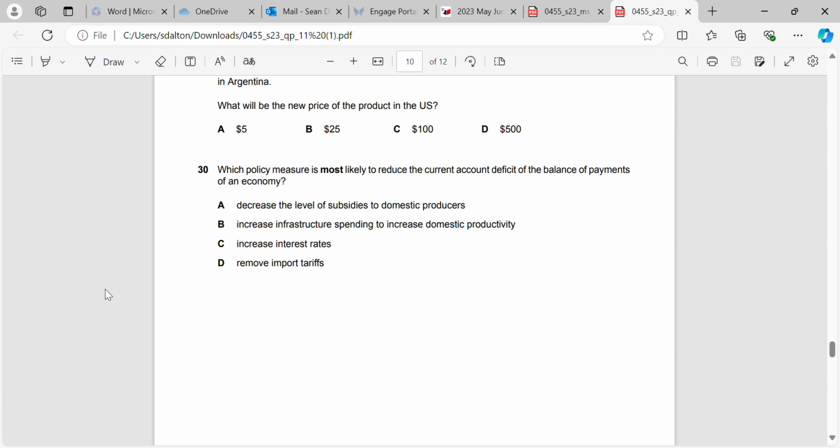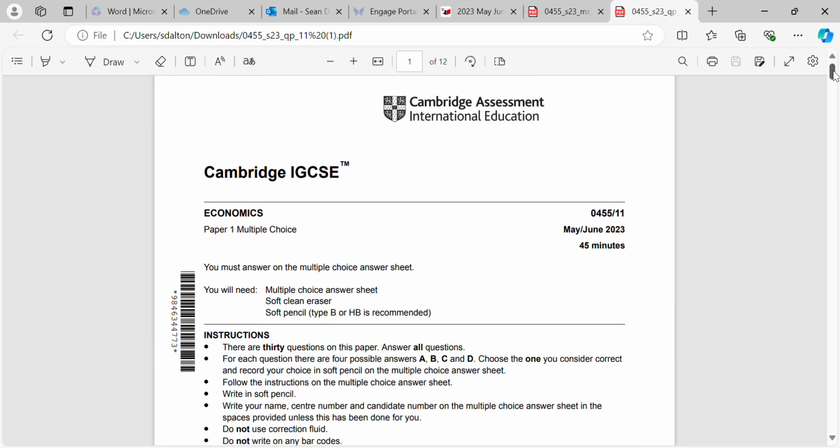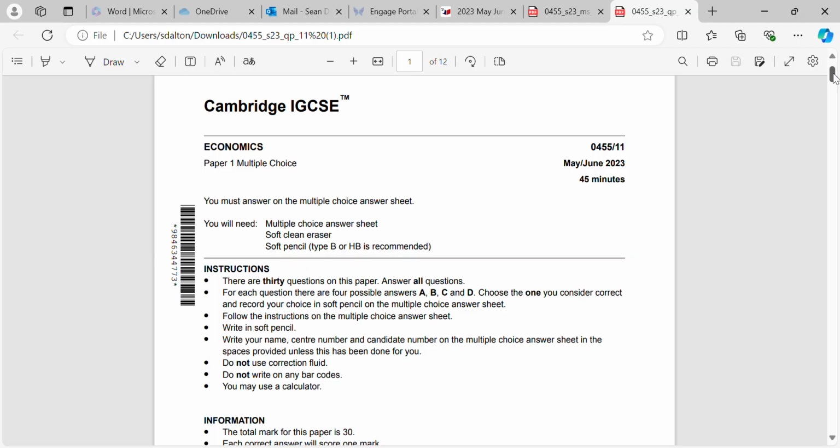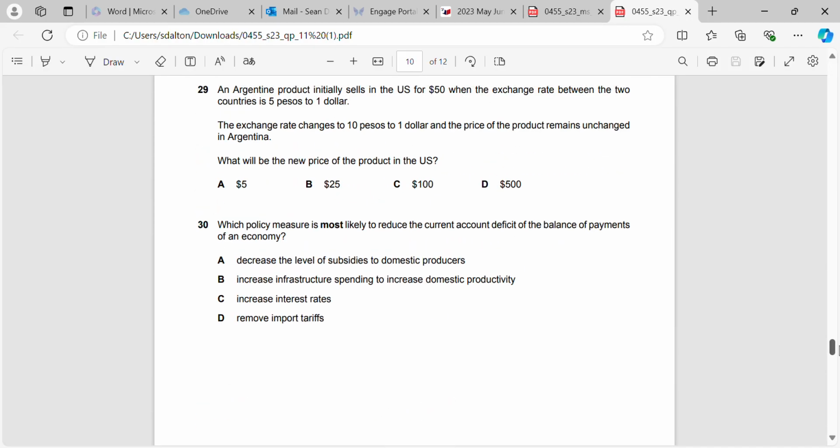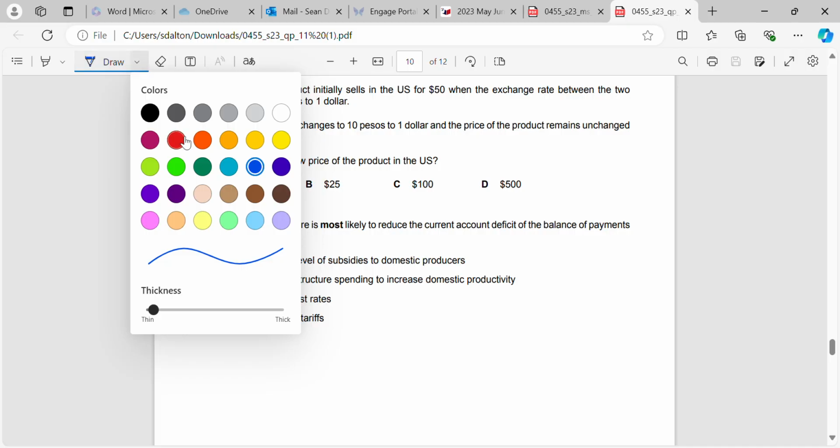Okay, so today we are looking at Economics May-June 2023, question paper 11. And we're going to start from the bottom. Okay, so our first question, just get this up here, change the color.